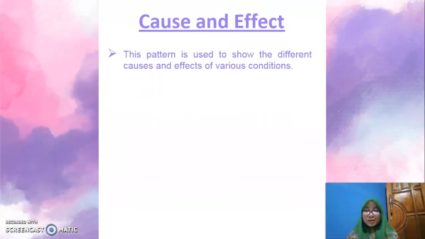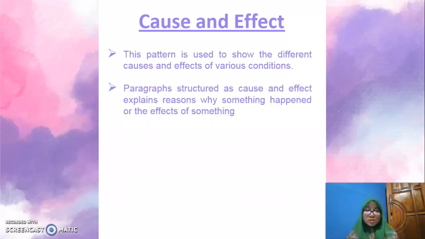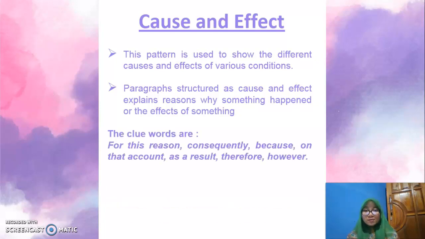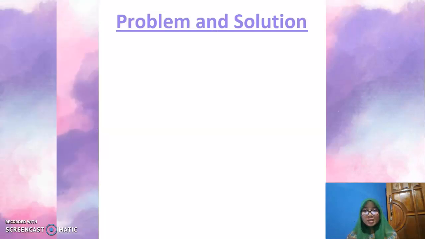Cause and effect. This pattern is used to show the different causes and effects of various conditions. Paragraph structure as cause and effect explains the reasons why something happened or the effect of something. The clue words are for this reason, consequently, because, on that account, as a result, therefore, however, and the others.